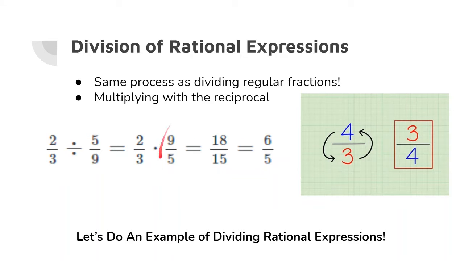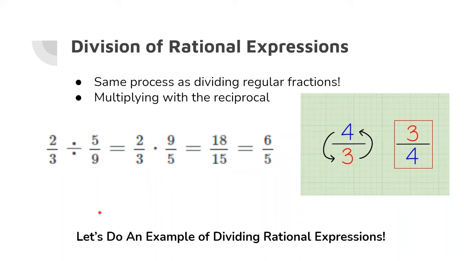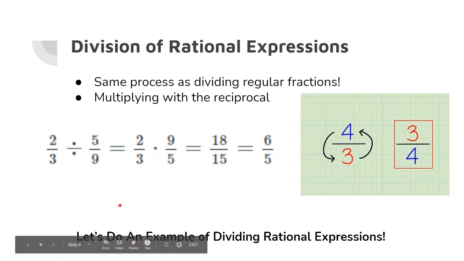So once you find that reciprocal, though, it's the same thing as multiplication, because once you do the reciprocal, you're just multiplying again. So for specifically rational expressions, you're going to keep the first rational expression the same, change the division sign to a multiplication, and then take the reciprocal of the second rational expression and then use the same rules that we just applied for multiplication, use those same rules for solving these. So let's go ahead and do an example of dividing rational expressions.